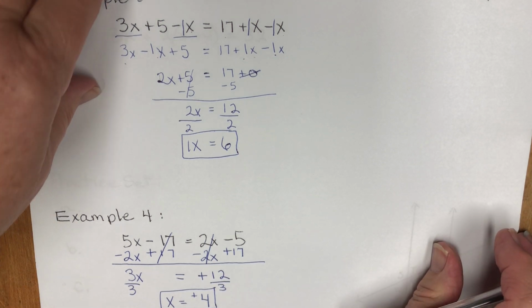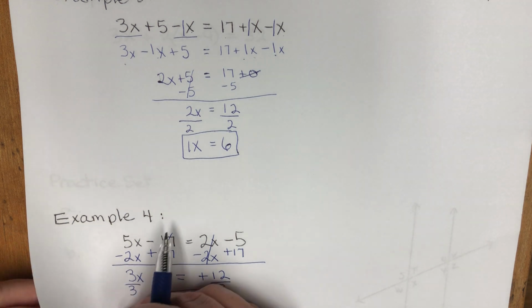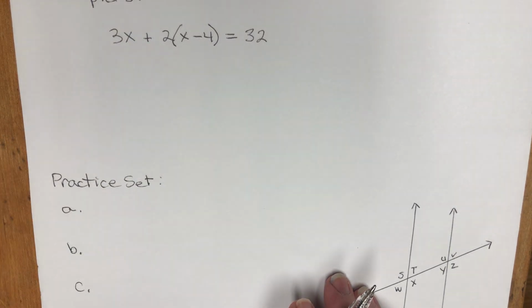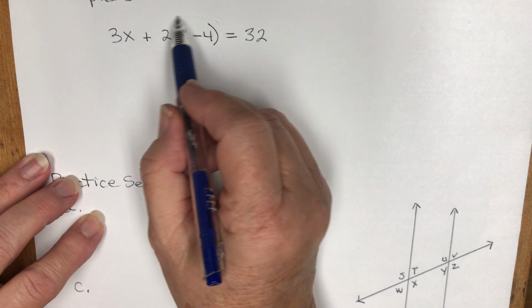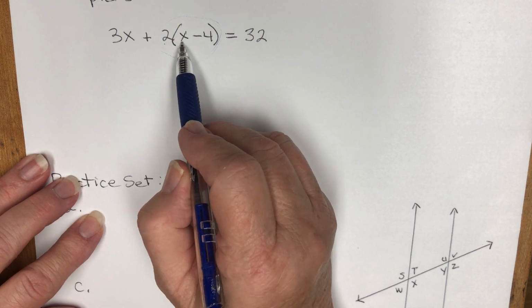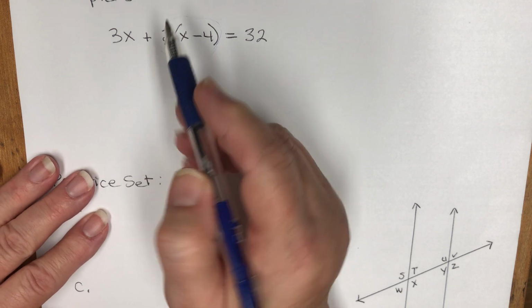We have one more that we're going to solve before we begin our practice set. So here's example 5. This one, it's basically the same thing, only they threw a distributive property into it. And here's our part that has a distributive property. So this is 2 times x minus 4. That's the first thing we're going to do is take care of the parentheses.